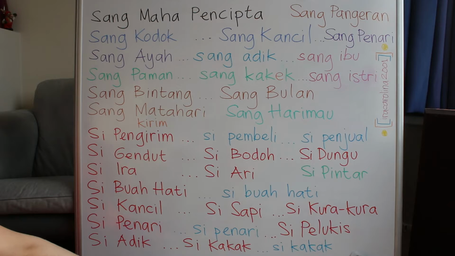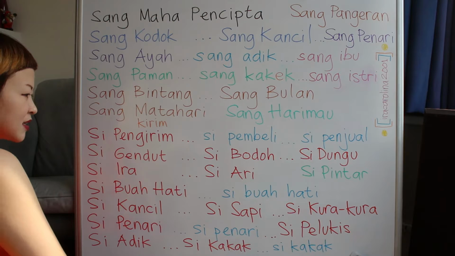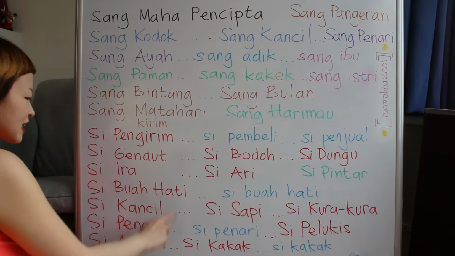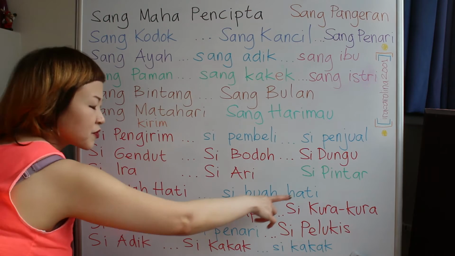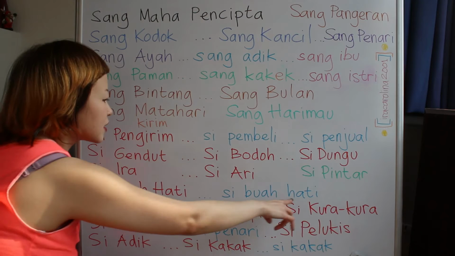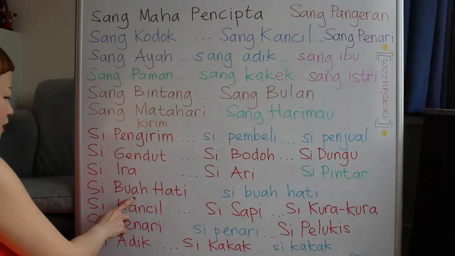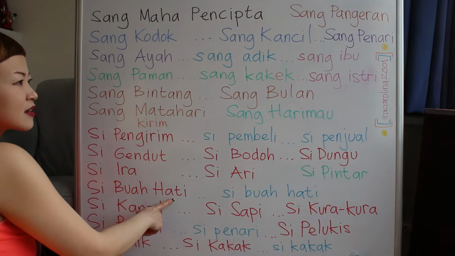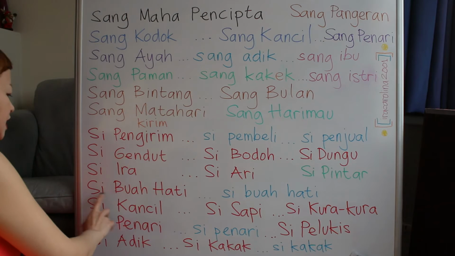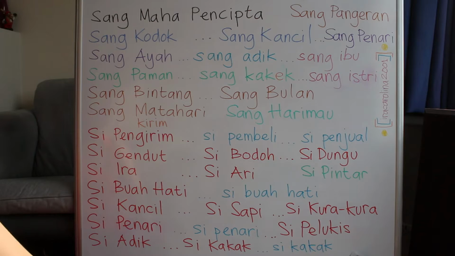Now, when you have to say the child, si buah hati, capital or big letter for the initial, but here if it's not starting the sentence, in the middle or end of the sentence, you put a small letter. The child. Buah, fruit. Hati, heart. Fruit of your heart. Si buah hati, the child. And sometimes in fables it also comes with si.